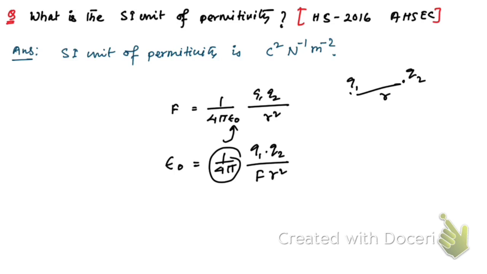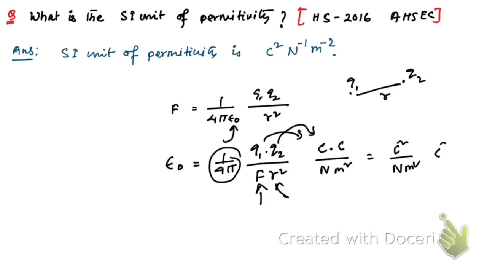The SI unit of charge is Coulomb, and again the SI unit of charge is Coulomb. So we have q1 into q2, both are charges, so C into C. Then the SI unit of force is Newton, and the unit of distance square is meter square. So this is equal to C square by N m square, or you can write C to the power 2 N inverse m to the power minus 2. Hope you understand this.